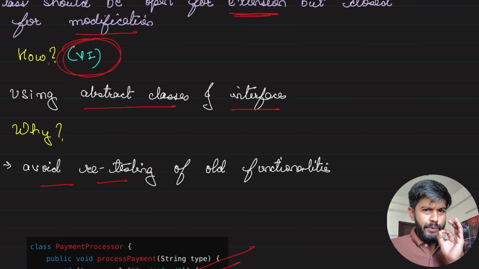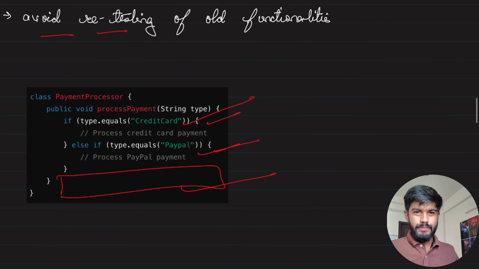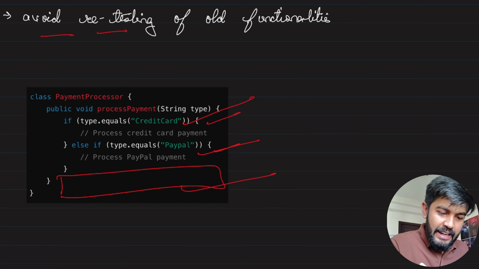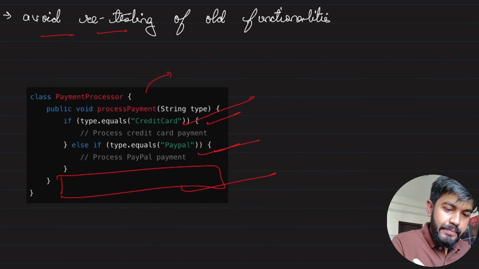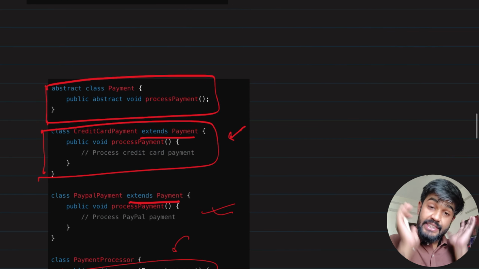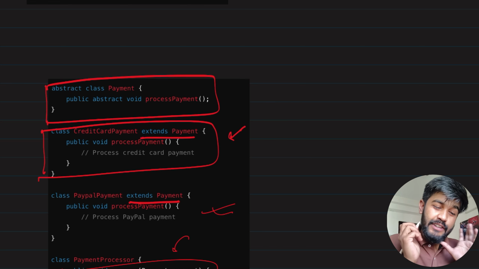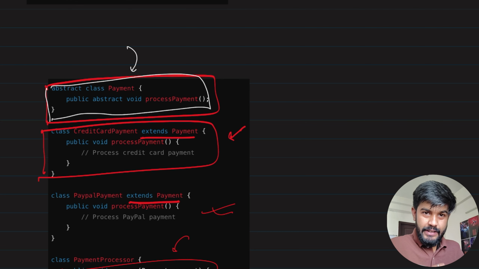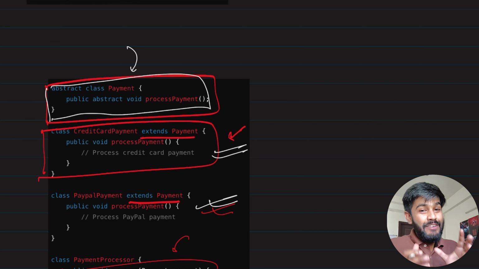If you observe, what is the mistake in the first code? The mistake in the first code is that we are using a concrete implementation. But if we had used abstract payment in the first place itself, we could have already done this.